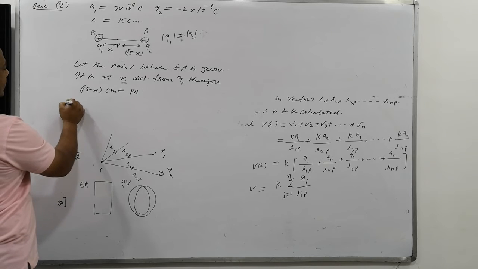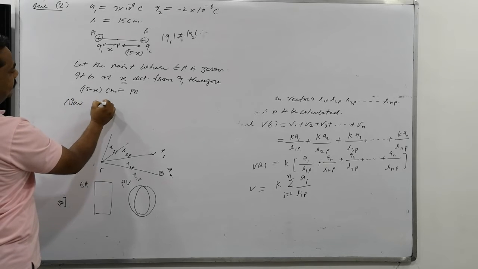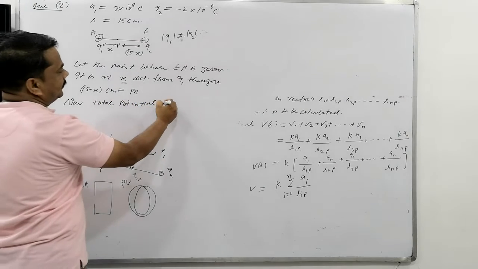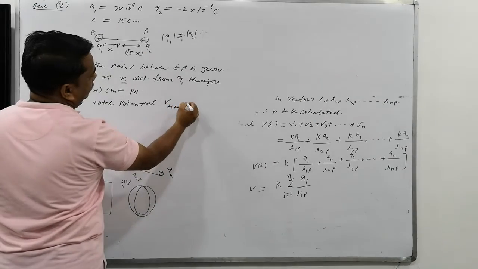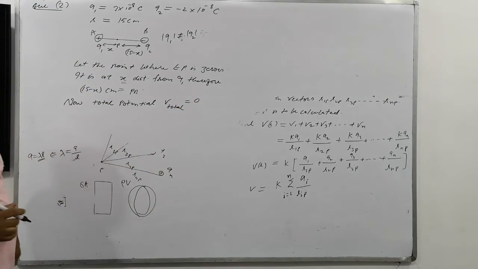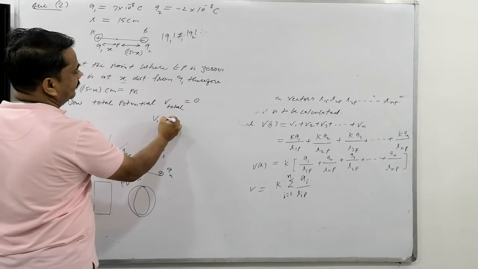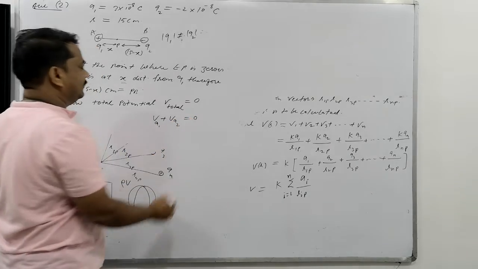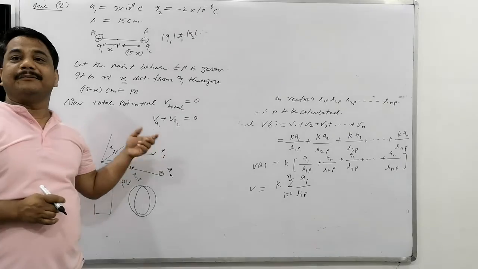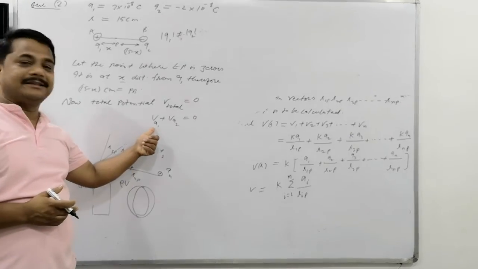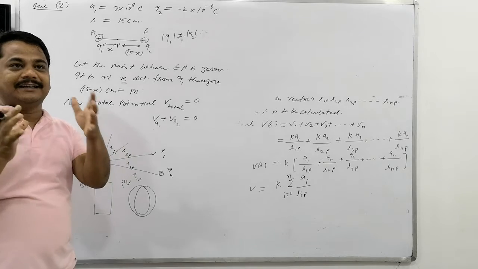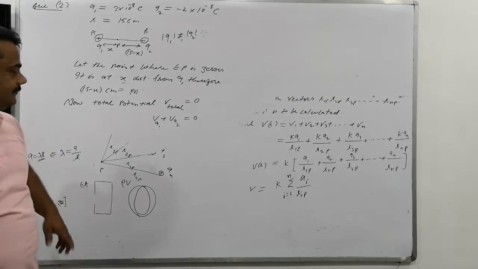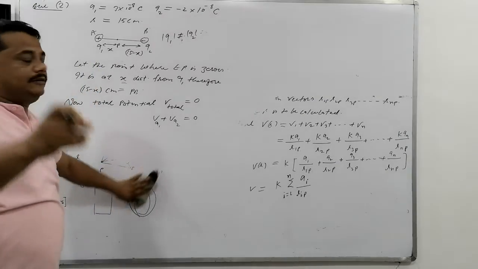Now, total potential. Total potential V total is equal to 0. So what is the method of calculating total potential? The potential due to Q1 plus the potential due to Q2 is equal to 0. It's for my own convenience that I'm writing V with subscript Q1, to help you understand the symbolization. V for potential due to Q1. Is that clear now?